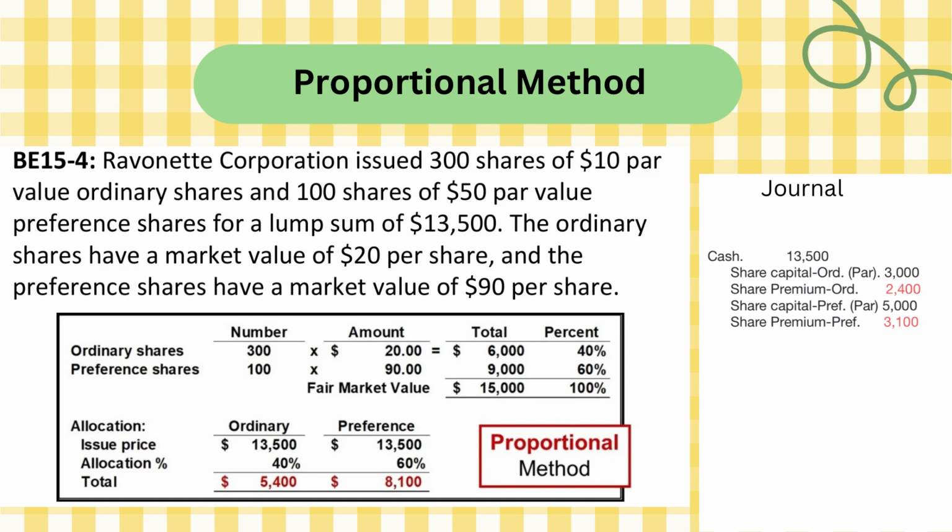Now again, when I have the fair value or the market value for both types of shares, I can use the proportional method. What if I have the market value or the fair value for only one of them? I will use the incremental method. Let's see how it works.